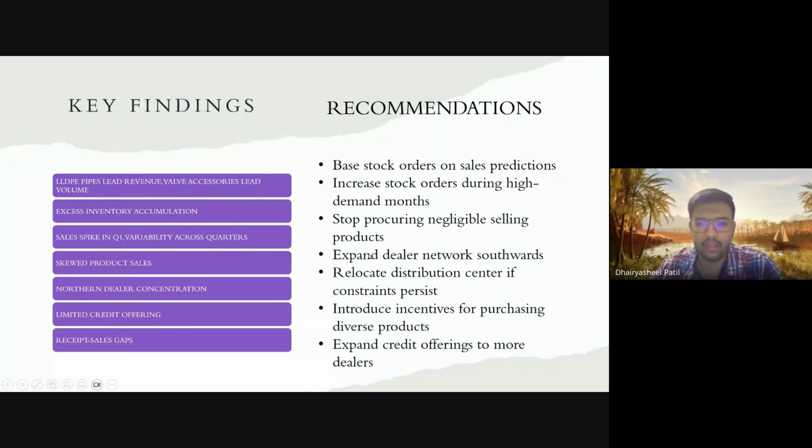And if not, then we could definitely relocate the distribution center. We also asked, to manage the credits and improve the relationship with the dealers, if we could introduce incentives for purchasing diverse products, so that all the inventory becomes more utilized.